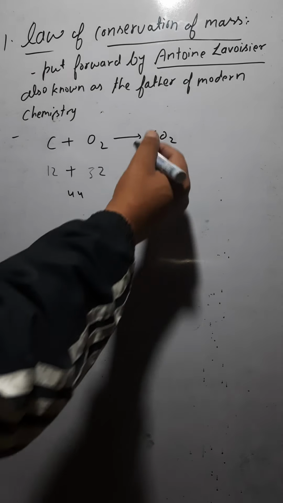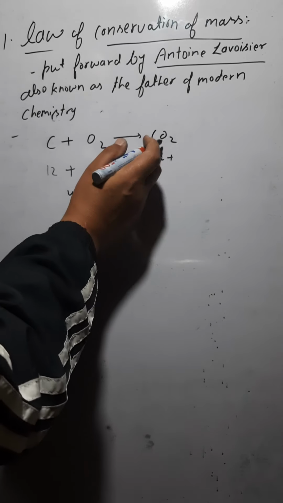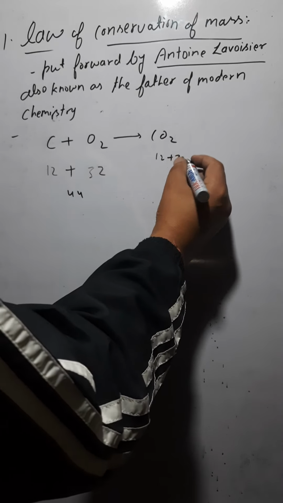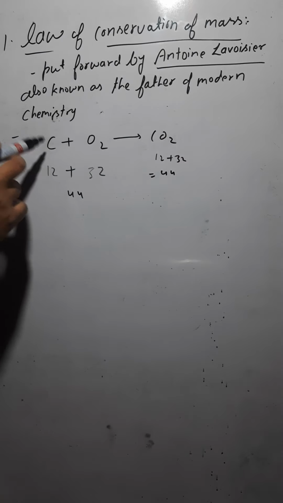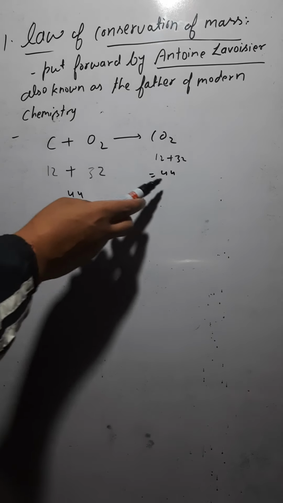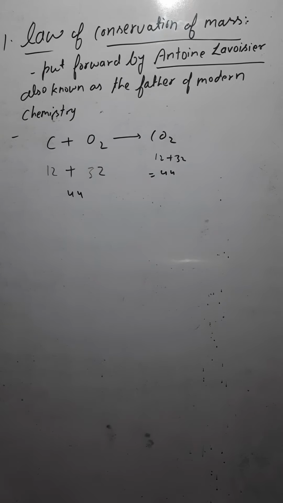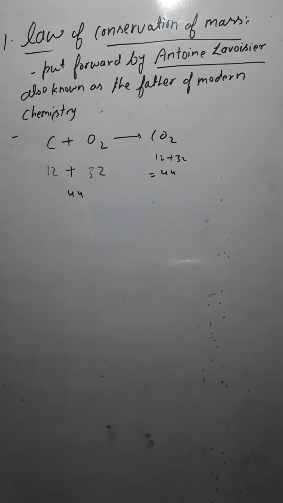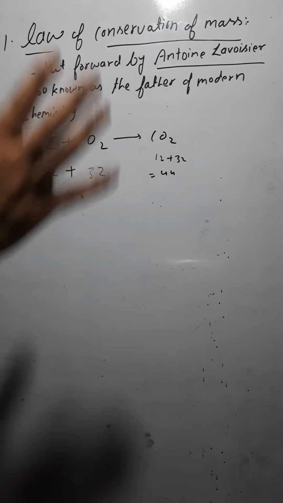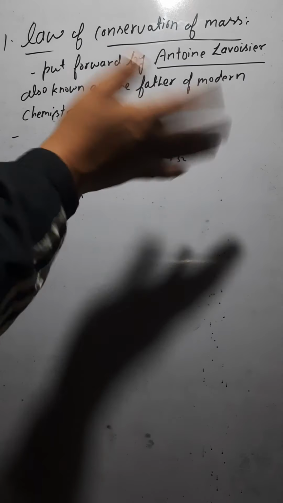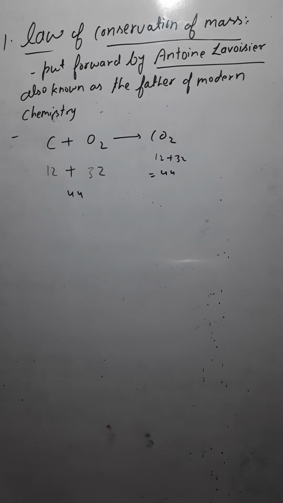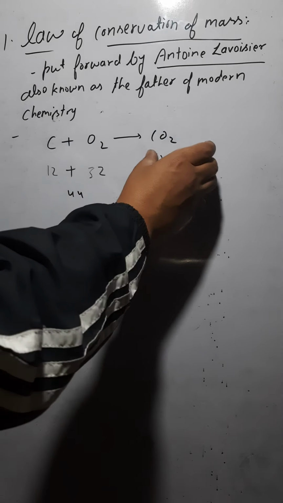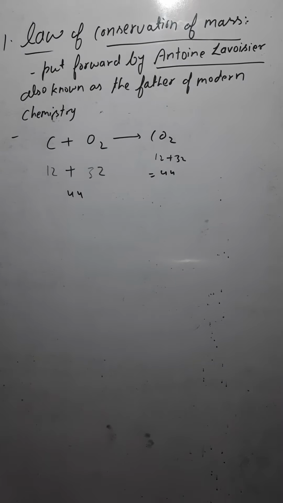And what is the total mass here? You are getting carbon, that is 12, plus oxygen 16, 16 times 2 is 32. So total again you are getting 44. It means the mass of all the reactants, that is 44, is equal to the mass of the product. It means neither you can create some extra mass. This cannot be 45, it would never be 45, and it can never be 43 also. Neither you can create some extra mass there, nor can you lower some mass there. The mass of all the reactants should always be equal to the mass of the product. So this is the law of conservation of mass.